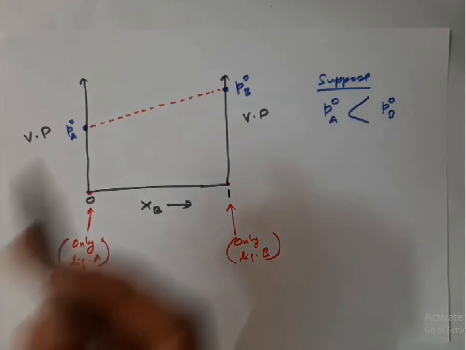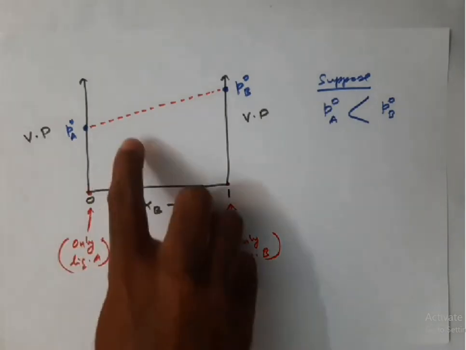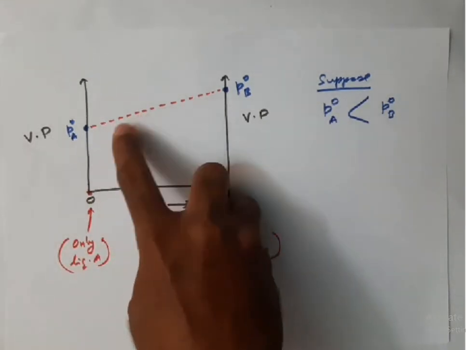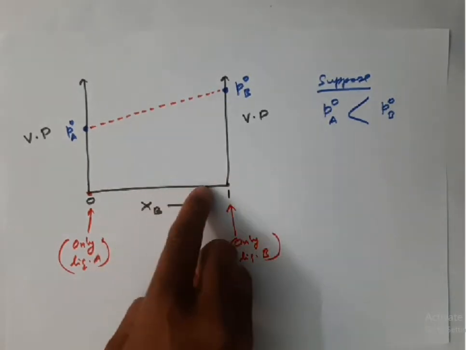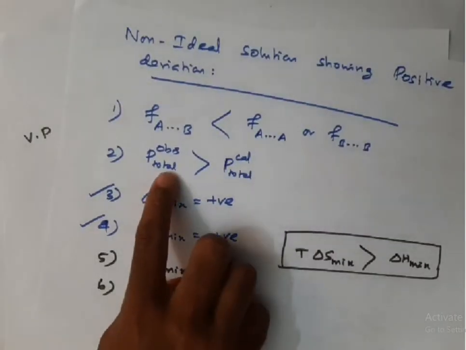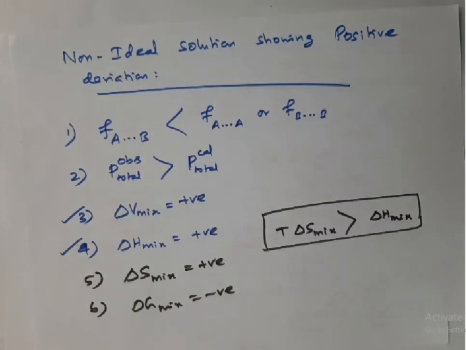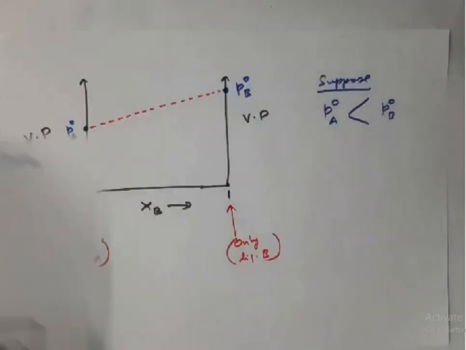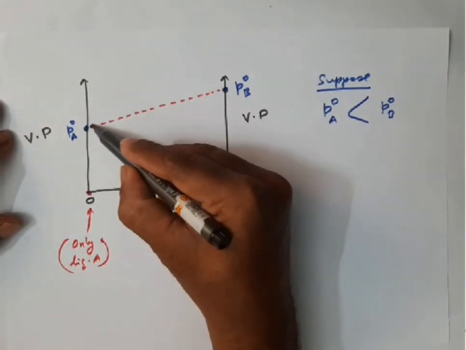But now your solution shows positive deviation. Correct? In that case, you know very well, this is calculated total pressure. Students, this dotted line indicates calculated total pressure at various compositions. But you know very well, for a solution showing positive deviation, observed pressure, experimental pressure is greater than the calculated. Therefore, the vapor pressure curve for a solution showing positive deviation will go like this.